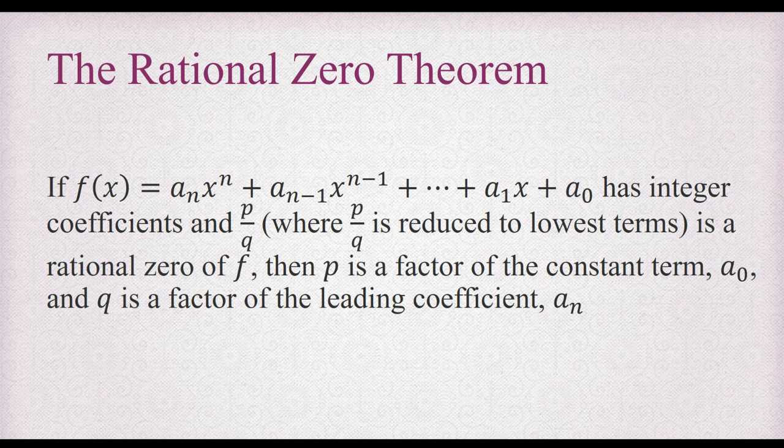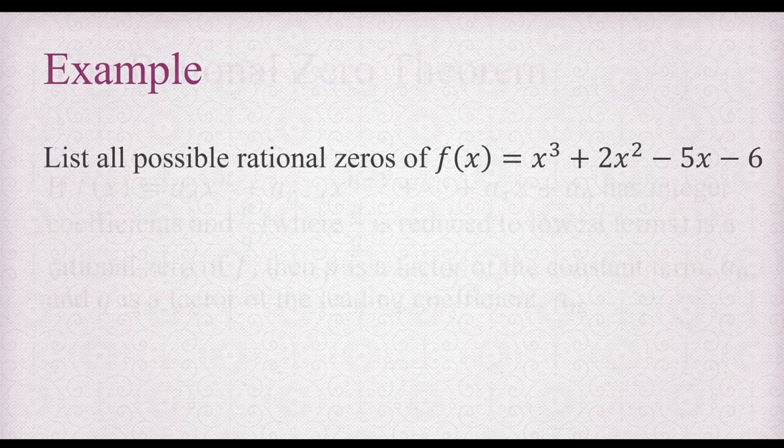Okay, so for the numbers that are in front, we want to take essentially the constant, which doesn't have a variable, and that's where we'll find all the factors of that. And then we'll look at the leading coefficient and find all the factors of that, and we're going to put the p's on the top over the q's on the bottom. And those are going to be how we figure out zeros of our polynomial. So let's take a look at an example.